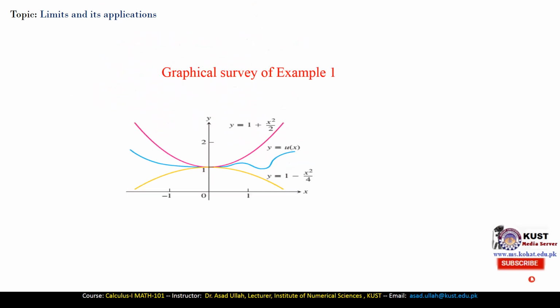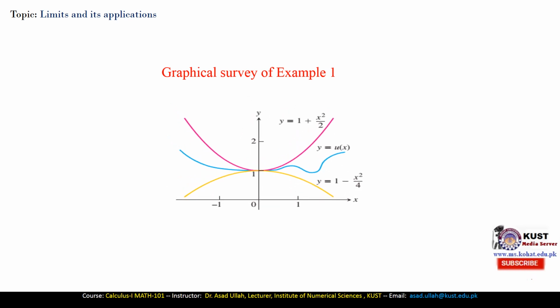Now, how to explain the previous example graphically? Here we present a diagrammatical representation of the previous example, in which the function y is equal to 1 plus x squared divided by 2 is plotted. It is the uppermost curve, and similarly the function y is equal to 1 minus x squared is plotted.